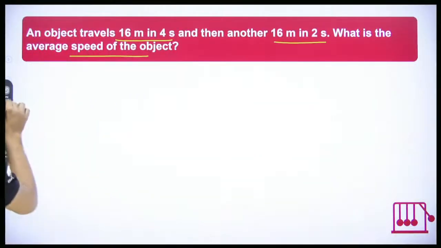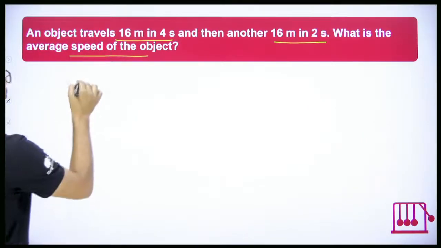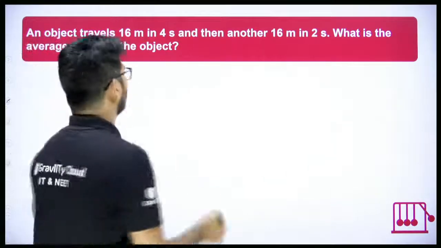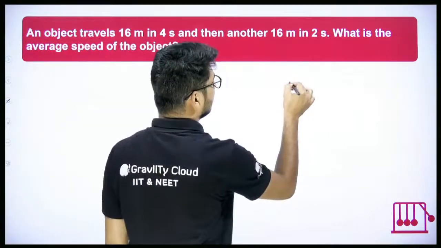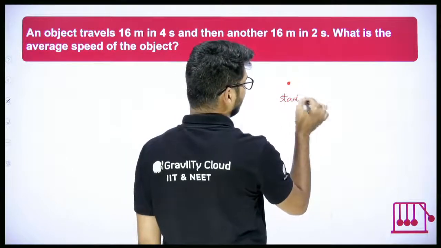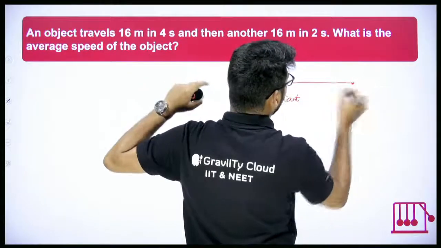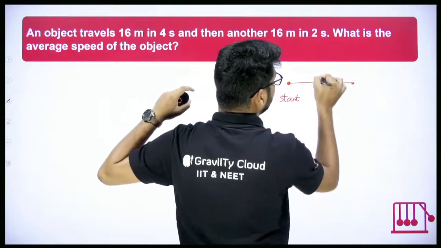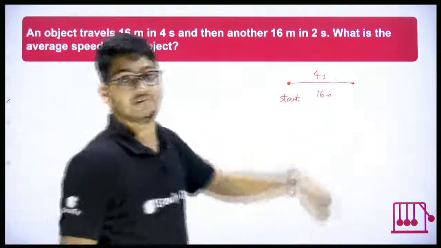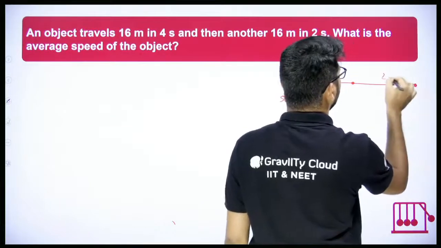So let us solve it. Before we go into that, let's try understanding what's happening here. An object is starting from here, let's say the start point. The object travels 16 meters, in how much time? 4 seconds. And another 16 meters in how much time? 2 seconds.